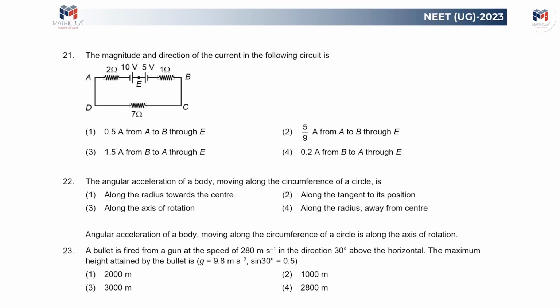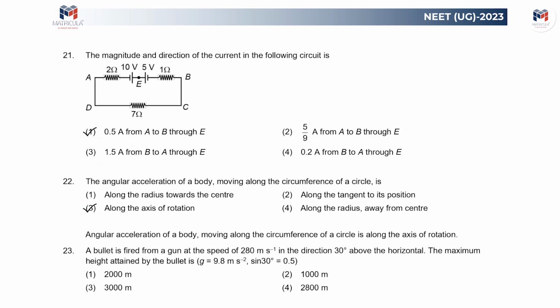Question number 21. The magnitude and direction of the current in the following circuit is, the answer is option number 1, 0.5 ampere from A to B through E. Question number 22. The angular acceleration of a body moving along the circumference of a circle is, the answer is option 3, along the axis of rotation.